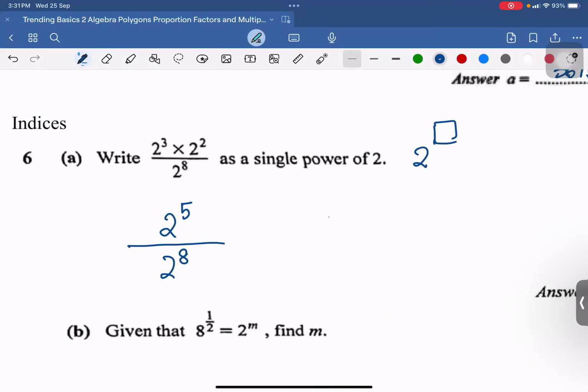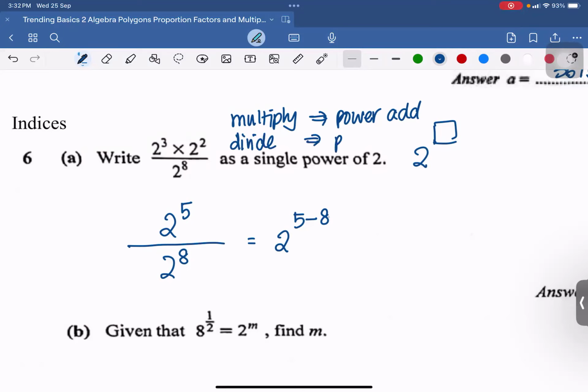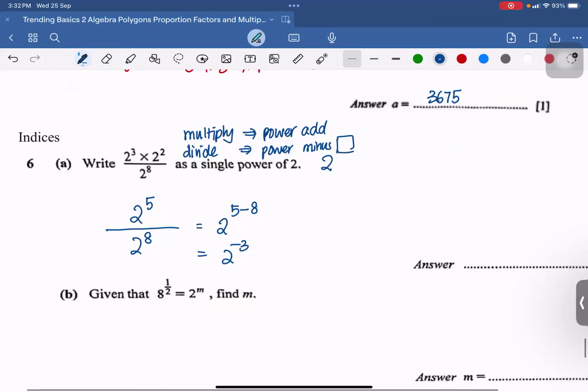When we have division, what happens to the power? Yeah, minus 8, correct. So 5 minus 8. So when we multiply, the powers add; when we divide, the powers subtract. Then you get your answer, 2 to the power negative 3. If the question says write this as a single power of 2, the answer is 2 to the power negative 3. I'm going to add on a little bit.